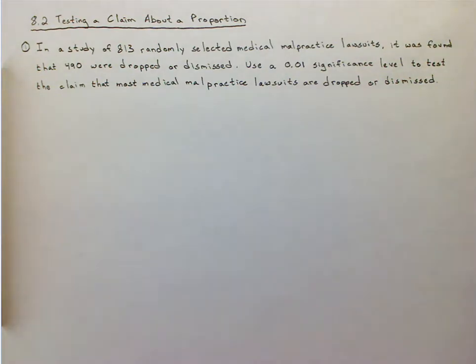So in a study of 813 randomly selected medical malpractice lawsuits, it was found that 490 were dropped or dismissed. Use a 0.01 significance level to test the claim that most medical malpractice lawsuits are dropped or dismissed.